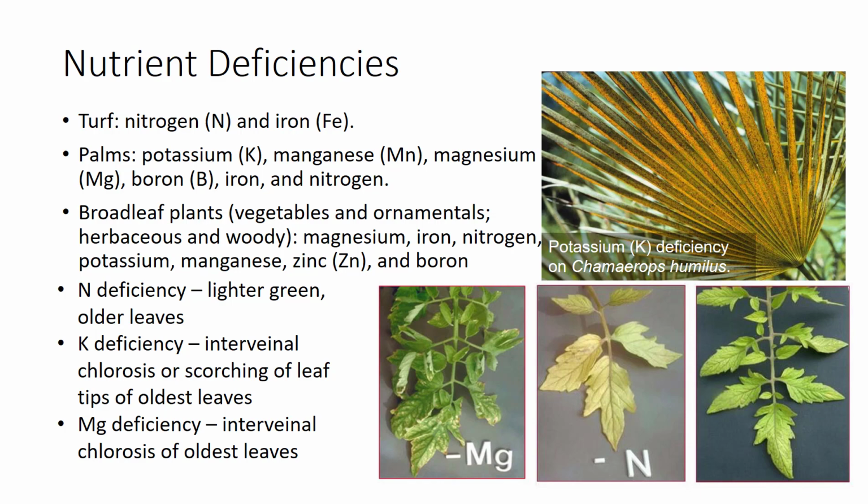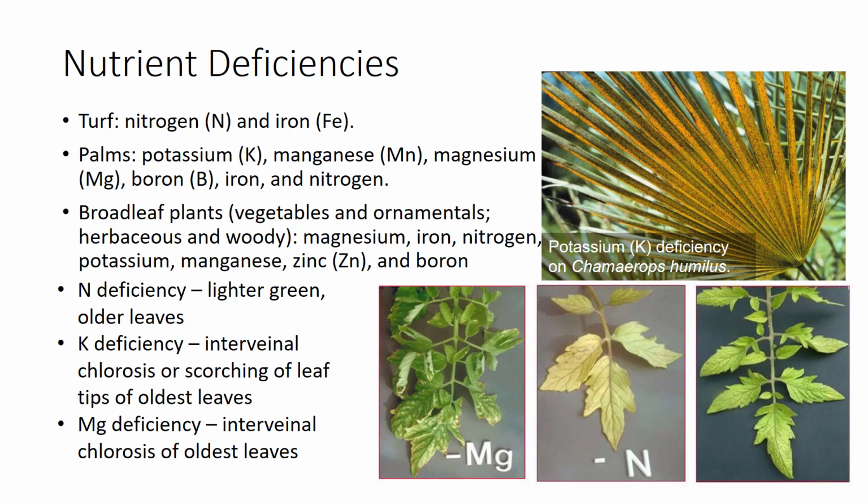Palms: potassium, manganese, magnesium, boron, iron, and nitrogen. Broadleaf plants, vegetables and ornamentals, herbaceous and woody: magnesium, iron, nitrogen, potassium, manganese, zinc, and boron. Phosphorus is rarely deficient in Florida landscapes, with the primary exception being the ornamental shrub Ixora. Because container-grown plants are grown in potting mix rather than soil, they are more commonly deficient in nitrogen and iron.